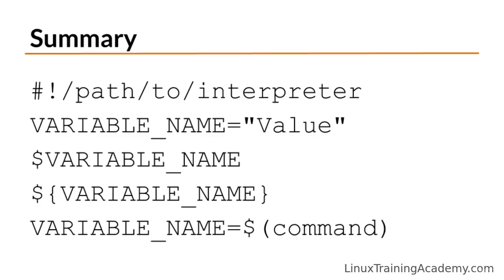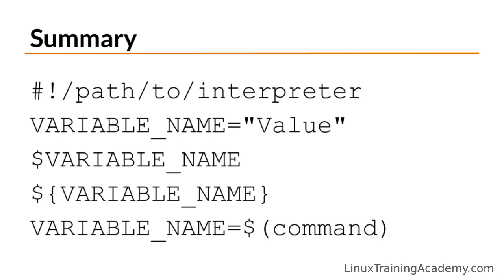Let's review. The first line in a shell script should start with a shebang and the path to the interpreter that should be used to execute the commands listed in the script. To assign a value to a variable, start with the variable name followed by an equal sign, then followed by the value. Do not use a space before or after the equal sign. You can access the value stored in a variable by using $variable name or $ curly brace variable name close curly brace. The latter form is required if you want to precede or follow the variable with additional data.